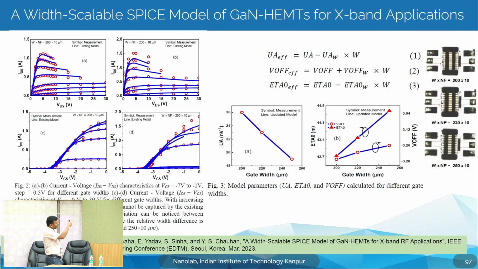Then we also looked into the width dependence of different parameters. How do we make sure that a single model card works for different widths? This is not just self-heating, but the entire set of different devices we had. So, again we saw that a dependence on width is needed for some of the parameters to capture the width dependence: UA, the mobility degradation, DIBL, etc.